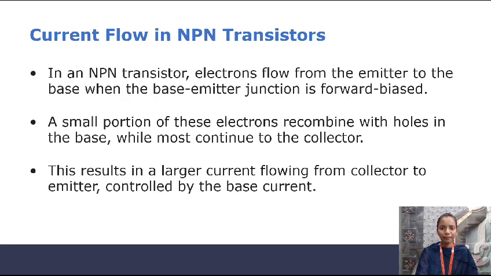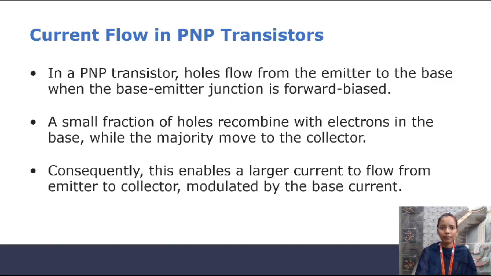Current flow in NPN transistors. In an NPN transistor, electrons flow from the emitter to base when the emitter base junction is forward biased. A small portion of these electrons recombine with holes in the base while most continue to the collector. This results in a larger current flowing from collector to emitter controlled by the base current. We can call it as IE equals IB plus IC.